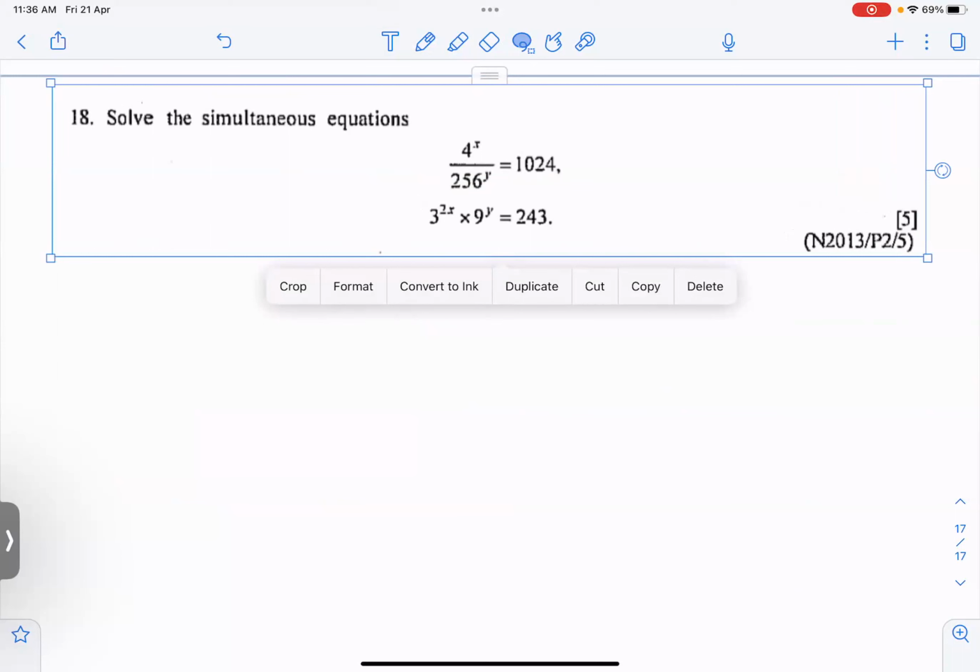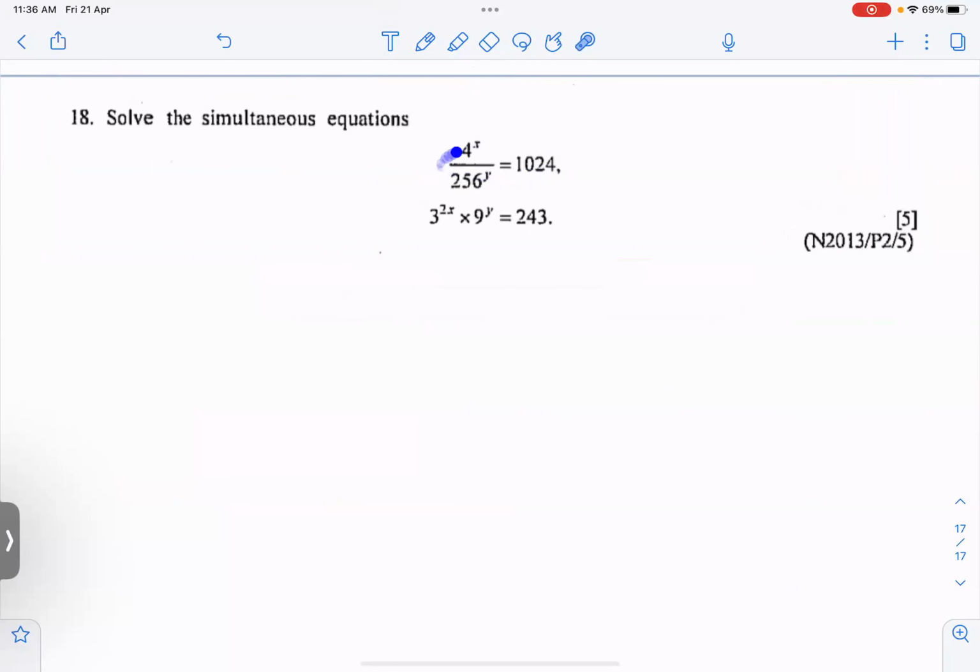Okay, if you look at this, you can bring all of it to a base of 4 very easily. Because see, 4 to the power 1 is 4, 4 to the power 2 is 16, 4 to the power 3 is 64, 4 to the power 4 is 256, and 4 to the power 5 is 1024.